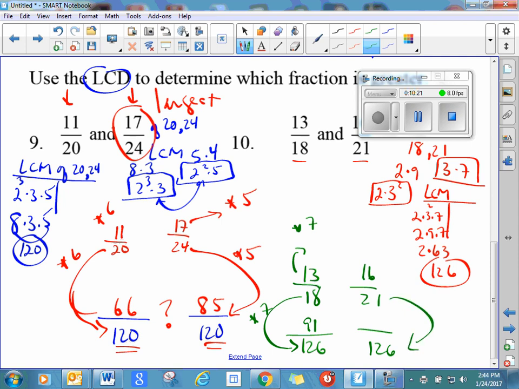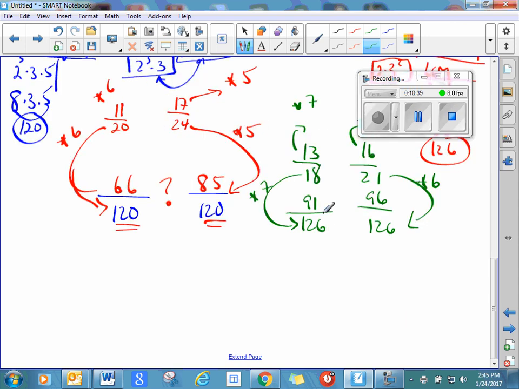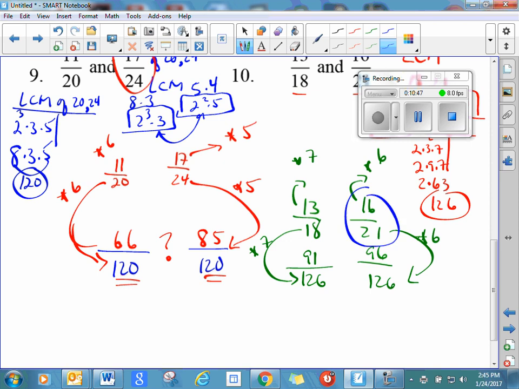How do I get from 21 to 126? It's 6. You might have been able to just see that. 21 times 6 is 126. 16 times 6 is 96. So these fractions are, look how close they are. They are not very far apart, and there would be no way to know that this guy was the bigger of the two unless you got this common denominator. They're just too close. 91 over 126, 96 over 126, crazy.